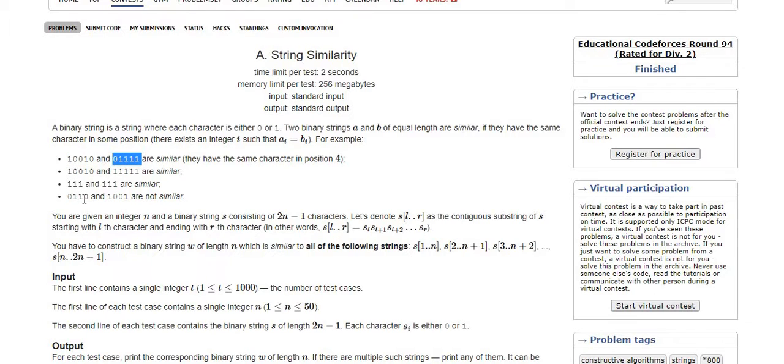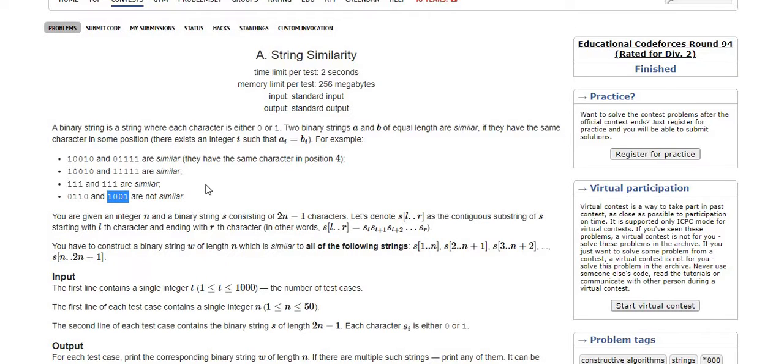And if you consider the other example, like 0110 and 1100, and we traverse through strings A and B, we never come to a point where the character at the ith location from string A and string B are matching. So in that case we can say the strings are not similar. So that's the definition of similarity over here.